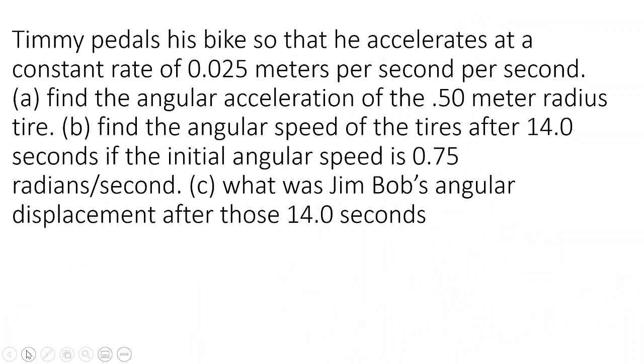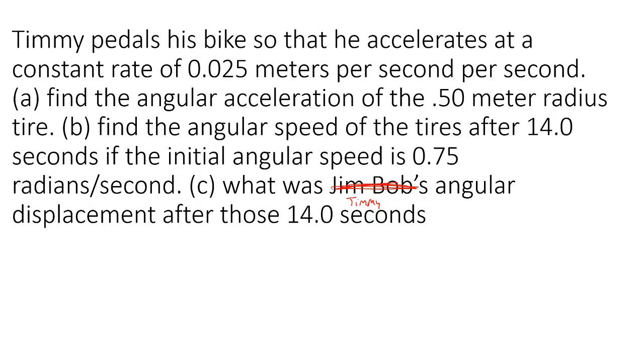Let's keep going. Timmy pedals his bike so that it accelerates at a constant rate of 0.025 meters per second per second. Find the angular acceleration of the 0.5 meter radius tire. Find the angular speed after 14 seconds if the initial angular speed is 0.75 radians per second. And find his angular displacement after 14 seconds. Oops, I magically went from Timmy to Jim Bob. This is Timmy's bike.